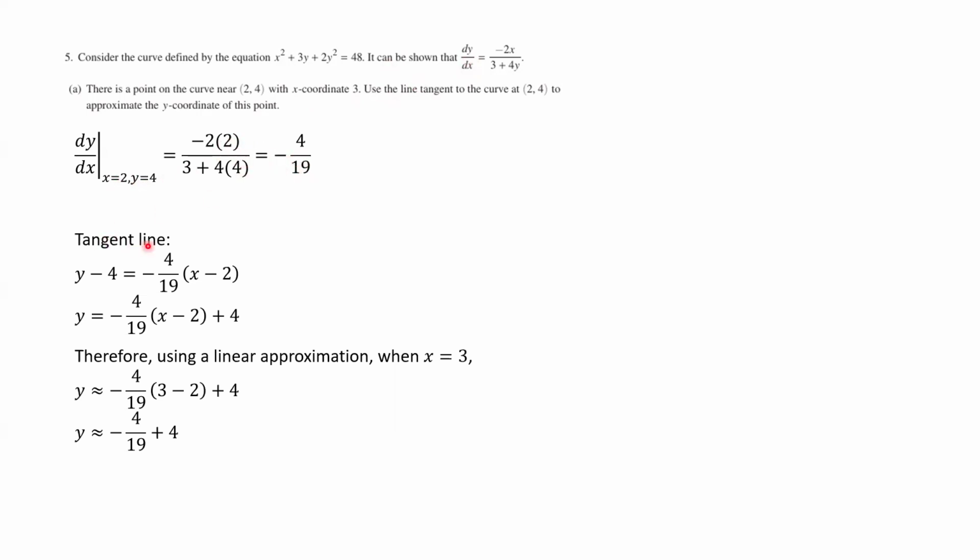Okay, so the equation of the tangent line, I use point slope form first. y minus 4 is equal to the slope, minus 4 over 19, times (x minus 2). And I just move this 4 to the other side. Okay. Therefore, using a linear approximation when x is equal to 3, we can say y is approximately minus 4 over 19 times (3 minus 2) plus 4, which simplifies to minus 4 over 19 plus 4.